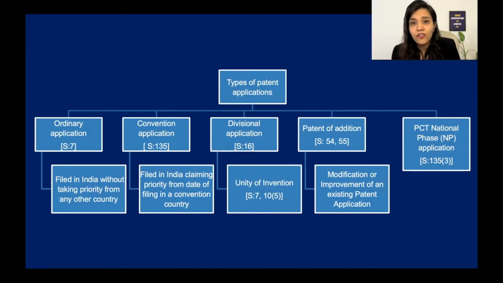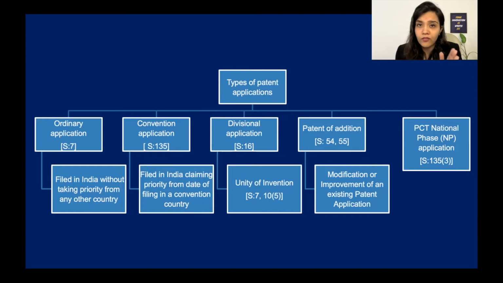Then after this, we have patent of addition. So in a divisional application, I am dividing my patent application into two separate applications. In a patent of addition, I am adding another application based on my application. So the first application is called the main application, main invention or main patent. And the second application is called the patent of addition. When can a patent of addition be filed? It can be filed only when there is a modification in the first patent.